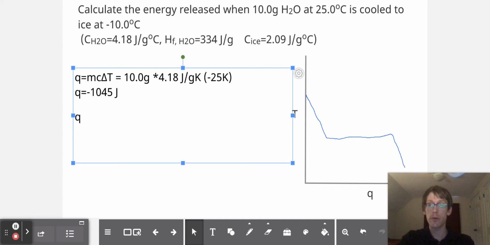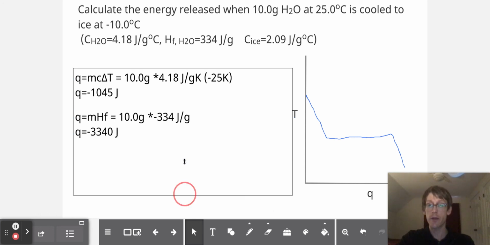The next Q that we're going to be using is Q equals M times H sub F, the heat of fusion, because we're not changing temperature, we're simply freezing the water into the solid phase. So this is going to be equal to our 10.0 grams times our heat of fusion, which is 334 joules per gram. And since we are freezing, we should make this a negative 334 joules per gram. And so what this comes out to is that Q equals negative 3,340 joules.